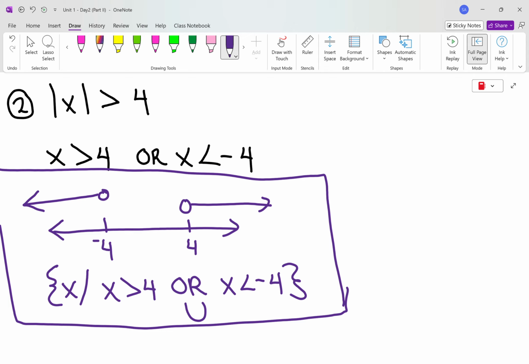So writing it all linked together only works for an and scenario. For an or, it is always separate.